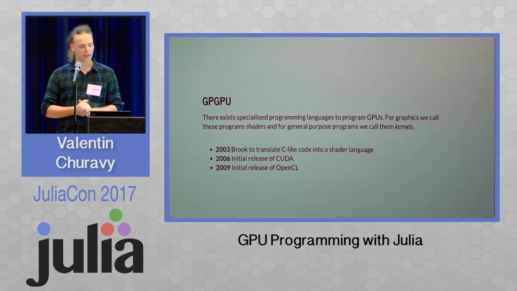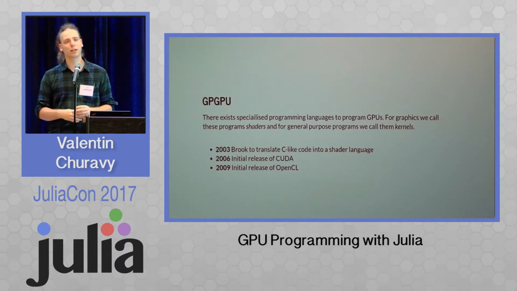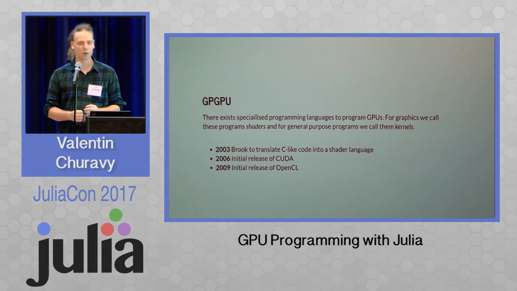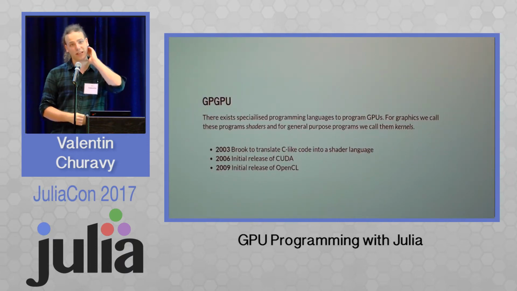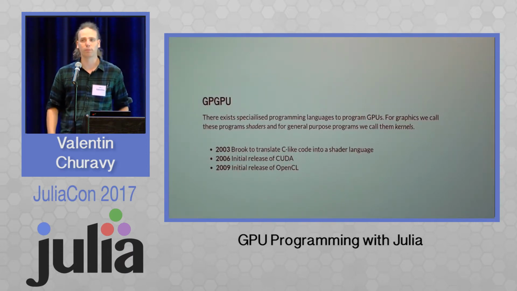In 2006, NVIDIA realized the potential that this general purpose programming of GPUs could have, and they released CUDA. And in 2009, there was the initial release of OpenCL on the Apple platforms back then, as an alternative to CUDA by an open standards committee.